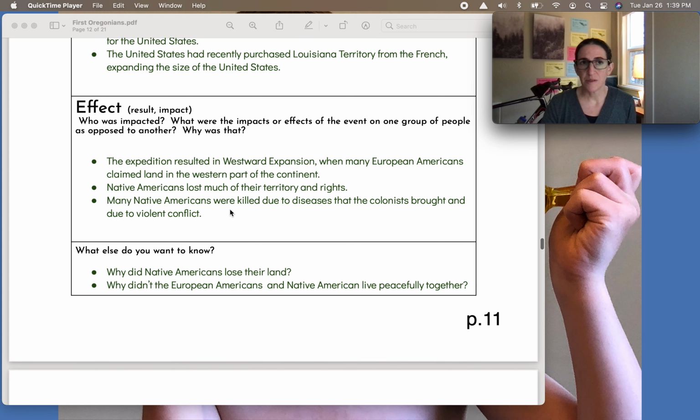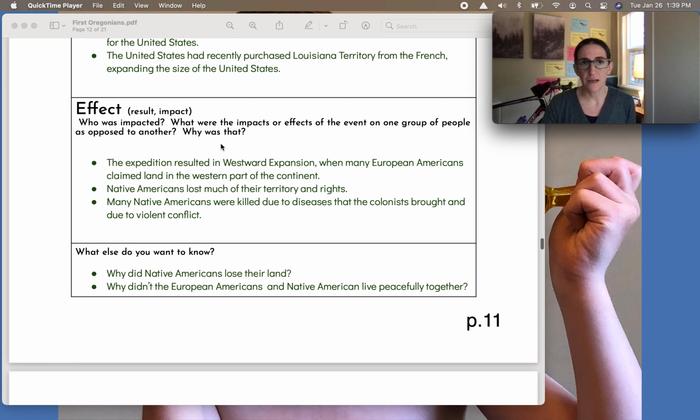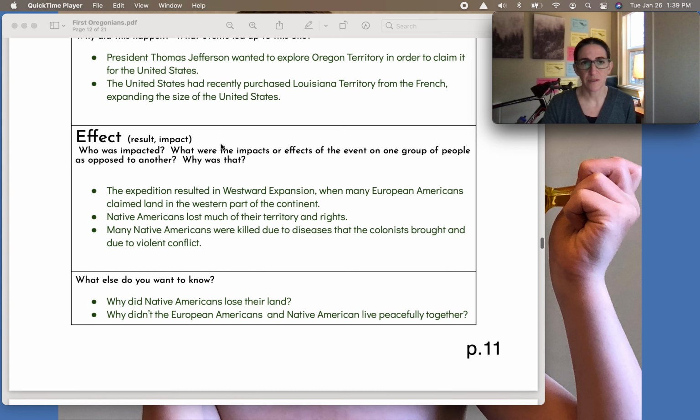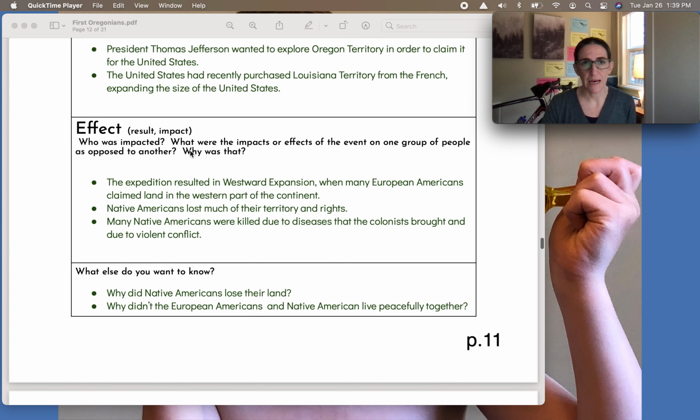The effect means what is the result or the impact of this event of the Corps of Discovery and Lewis and Clark's expedition. Who was impacted? What were the impacts or effects of the event on one group of people as opposed to another, and why was that? Well, the expedition resulted in westward expansion where many European Americans, white settlers, claimed land in the western part of the continent, including what is now Oregon.